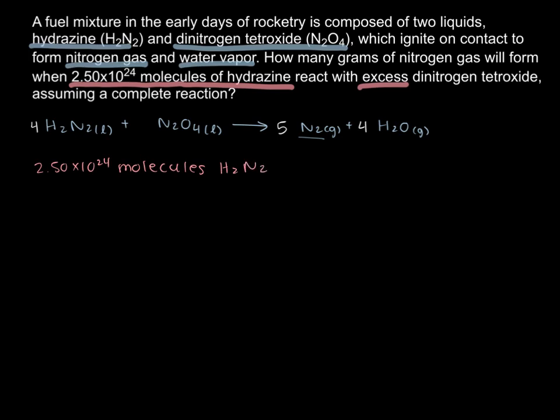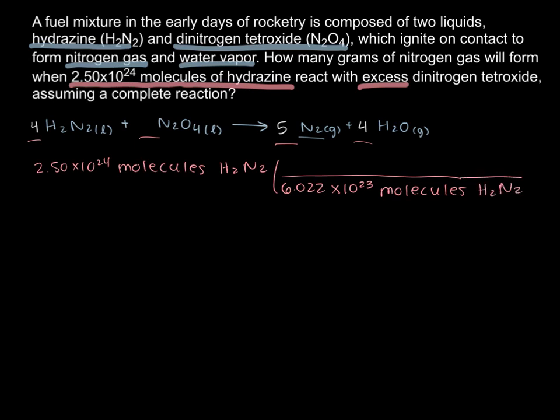Okay. So now we're going to need to get this into moles because we have mole ratios created by the equation we wrote in the beginning. So we're going to do this by converting molecules into moles. And this can be done through the use of Avogadro's number, which is 6.022 times 10 to the 23rd. And this is molecules of hydrazine. And this is into moles of hydrazine.